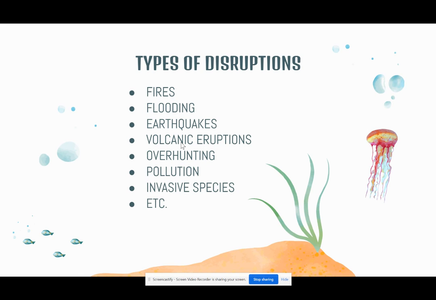So there are several types of disruptions. So we have things like fires and flooding, earthquakes, volcanic eruptions, and all of these things are going to be like our natural disasters, right? They have been occurring for millions and millions of years, and they're going to continue to occur, right? This has nothing to do with us. But it's still a disruption. It's still going to change the ecosystem. But then we have things that are our fault, right? Whether accidentally or on purpose. We have things like overhunting. We have things like pollution and invasive species.